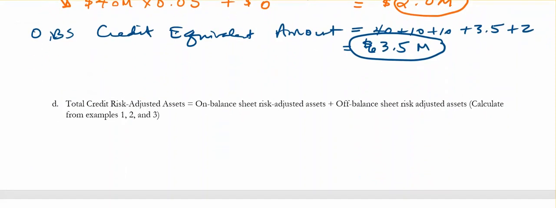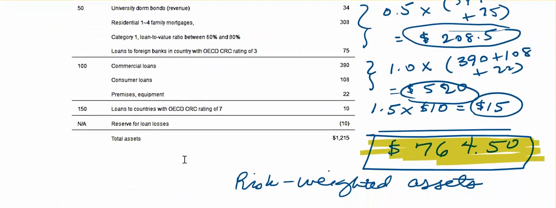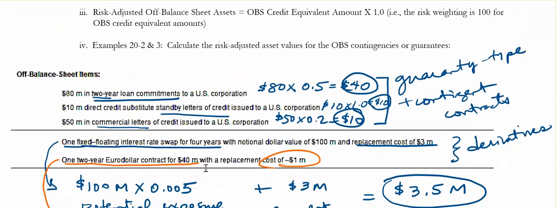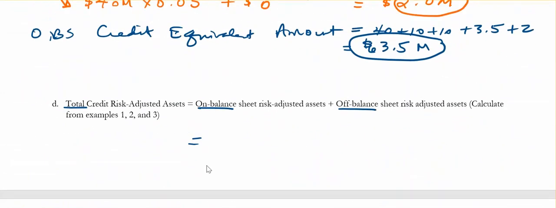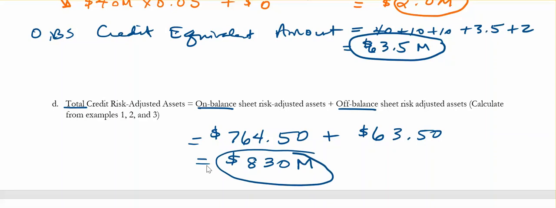Now then the last step, the total is going to be on balance sheet plus off balance sheet. So if we go back to what we did earlier, this has all been the same bank. So when we calculated the risk-adjusted assets, risk-weighted assets, it was 764.50. The off-balance sheet that we had just calculated was 63.50, giving us a total risk-adjusted assets of $830 million.